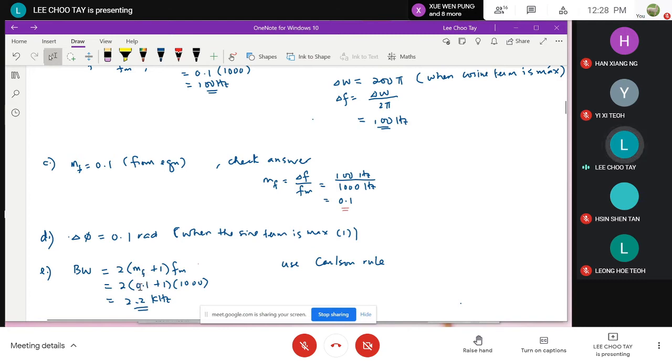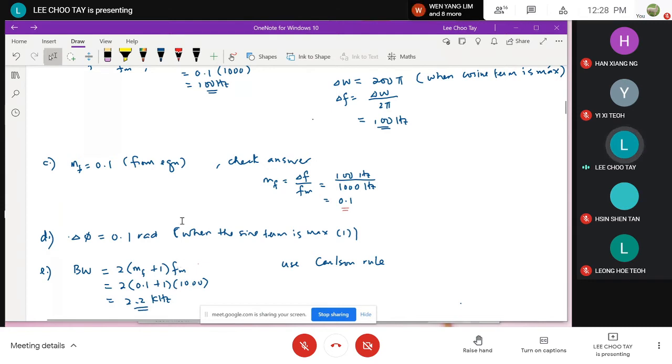There's another way also, because if you look at the modulation index, it is 0.1. When the modulation index is 0.1, it's actually a lot smaller than 1. So you can say that this is a narrowband FM signal. Then you use the narrowband FM signal bandwidth equation, which is 2 FM. And that will give you 2 kilohertz.